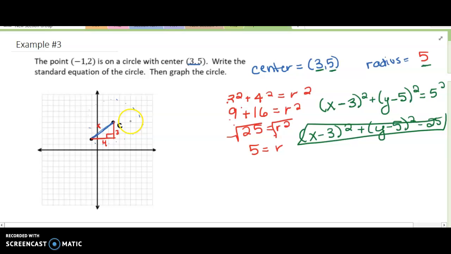And then if I graph it, if this is my center, I'm just going to go 5. So 1, 2, 3, 4, 5 up. 1, 2, 3, 4, 5 this way. 5 this way. 5 down. So it would look something like that.